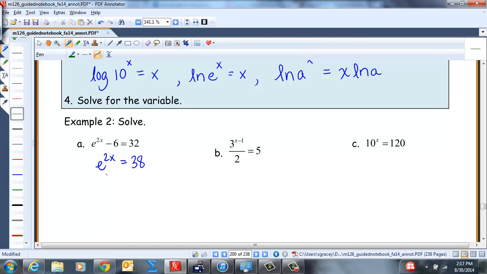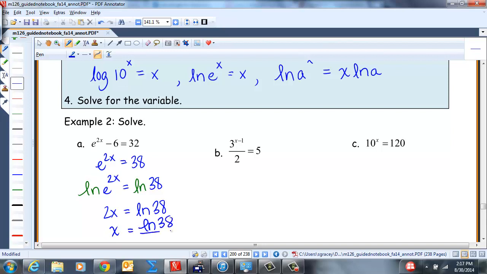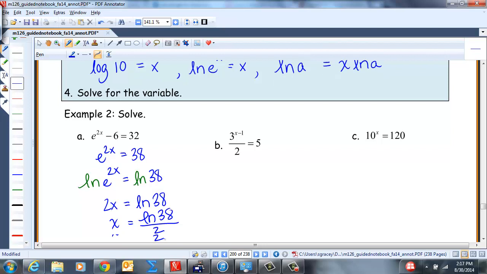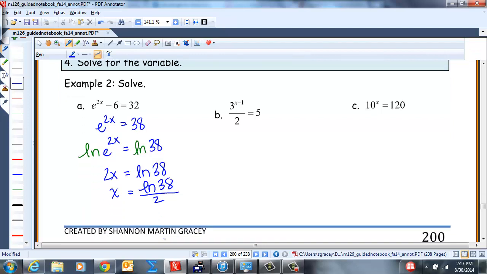So what we would do is rewrite this as natural log of e to the 2x is equal to natural log of 38. So natural log of e to the 2x is just 2x. So 2x is natural log of 38. Dividing both sides by 2, we get natural log of 38 all over 2. So that is the exact answer.